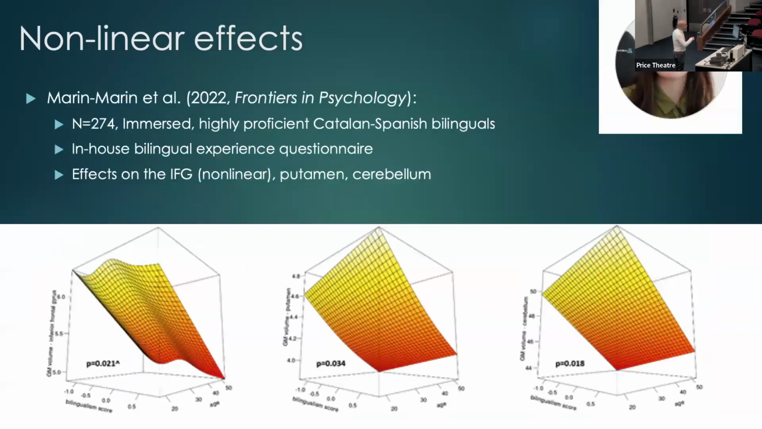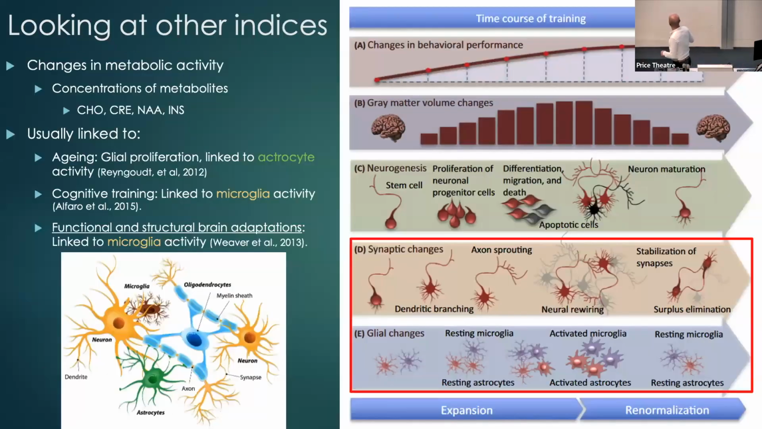So very briefly, I will mention another study that we did with my collaborator, Lidon Marin, and that was done in Catalonia now. So we tested 274 immersed, highly proficient Catalan-Spanish bilinguals, and we had a different bilingual experience questionnaire there, not the LSBQ. And very briefly, I will just say that we find similar nonlinear effects in frontal regions and also some effects in the putamen, the cerebellum. Actually, we had a whole lot of effects there. There's no time to talk about everything. All I was trying to say with this one is we find effects in non-immersed bilinguals, the Czechs, but also in lifelong simultaneous bilinguals. Right? So in all cases, you have measured the bilingual experience and you show that it predicts those patterns in a way.